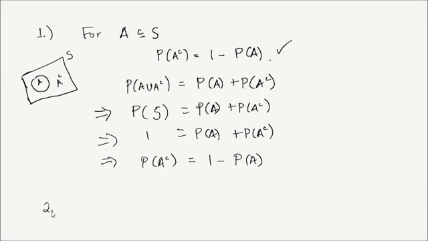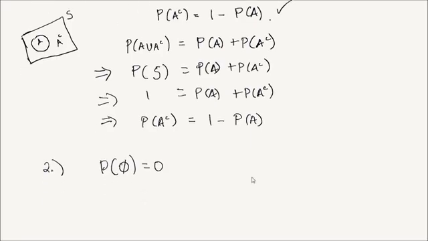Number 2, the probability of the empty set, or the null set, is equal to 0. Note that the sample space intersection the empty set is the empty set.